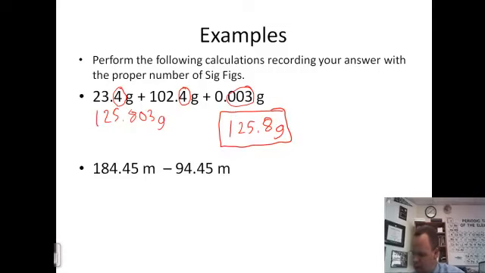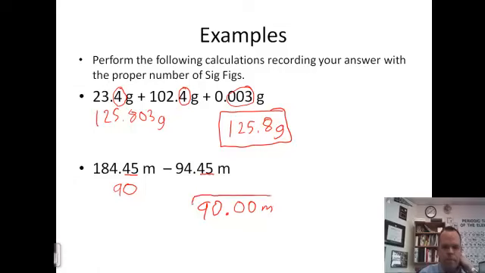And the last one, 184.45 minus 94.45. This one comes out in the calculator to 90. Now, look at the number of numbers to the right of the decimal place. We have 2. We have 2. So our answer should have 2. So our correct answer, 90.00 meters.